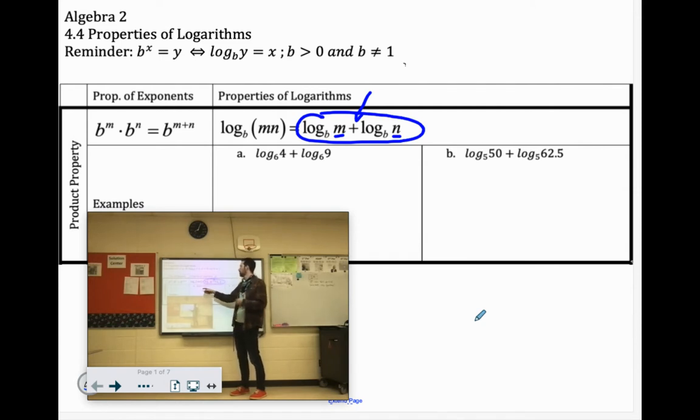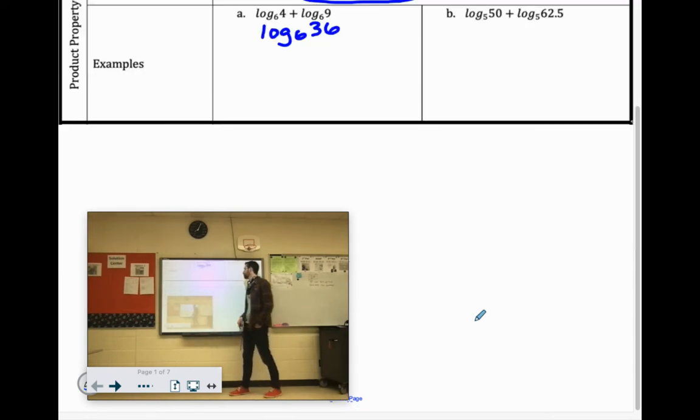So if you look at the example here on A, log sub 6 4 plus log sub 6 9, you can mush those together. We call it condensing a logarithm. And you can multiply. 4 times 9 is 36. So we have log 6 36. Now we can simplify that.